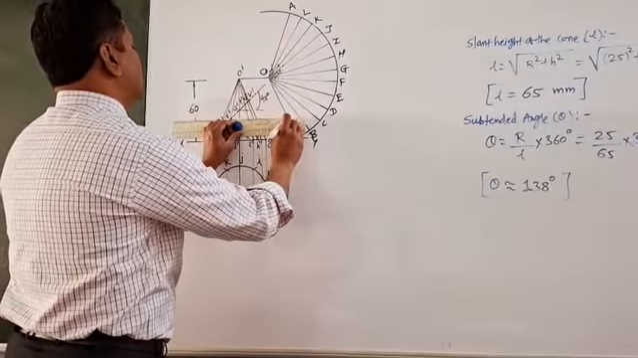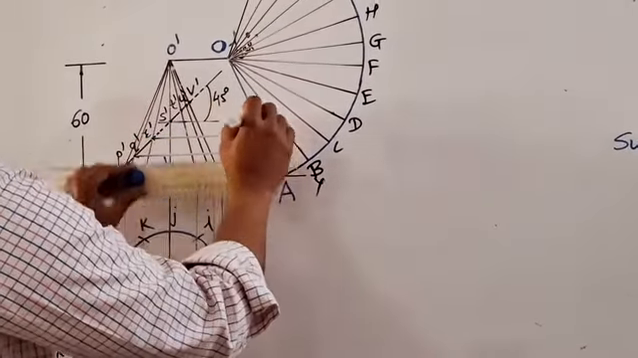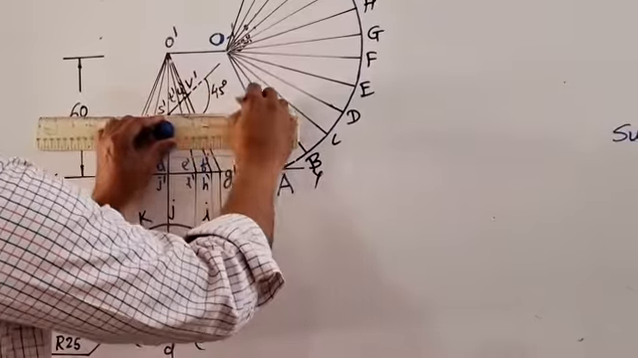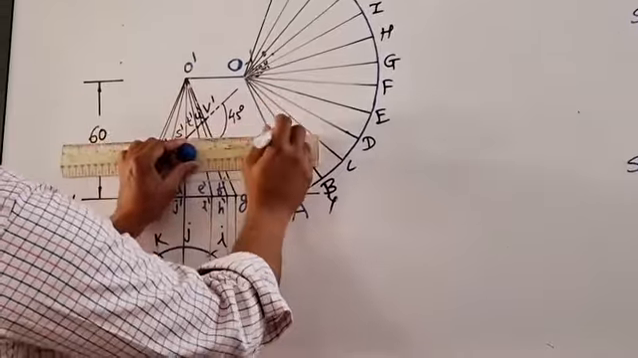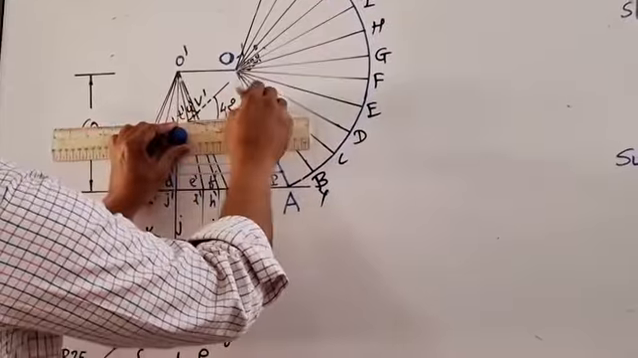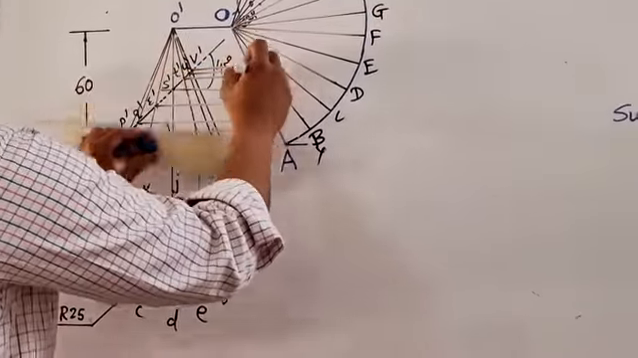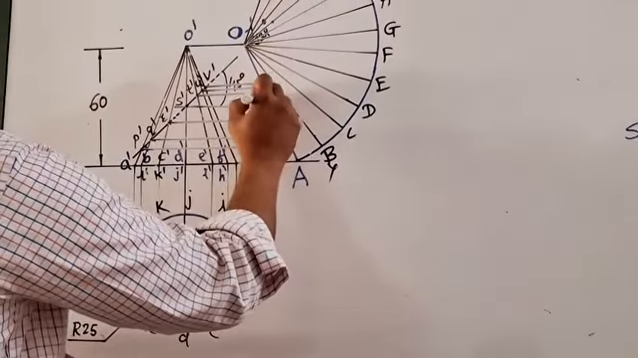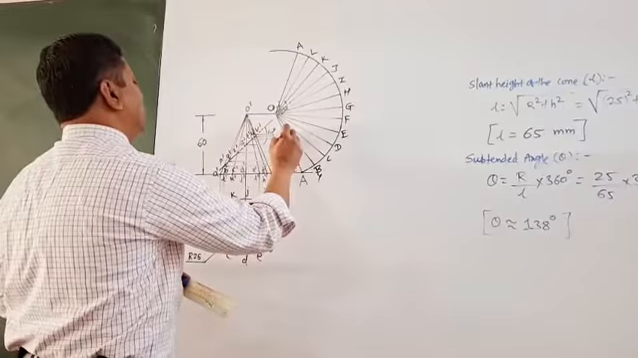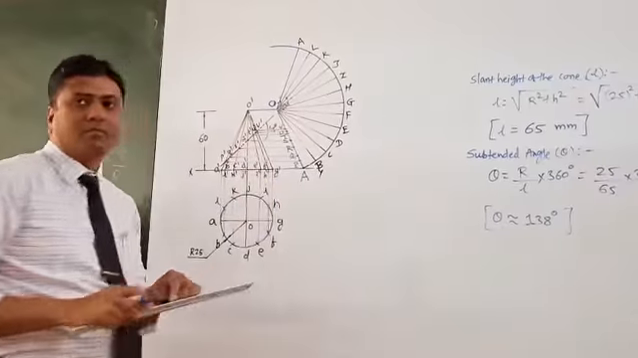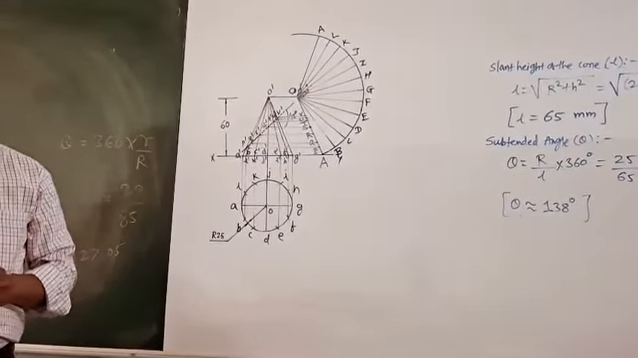Then R dash, draw horizontal line. This is capital R. Then S dash, this is capital S. T dash, then U dash, and last is U. This is my P. This is U. Last is capital U. You can give P double dash, Q double dash also.